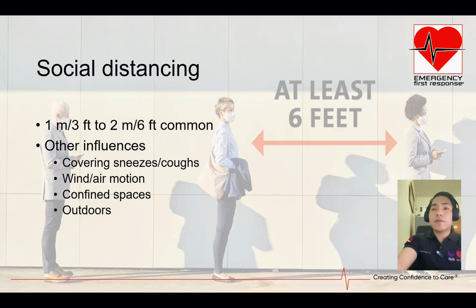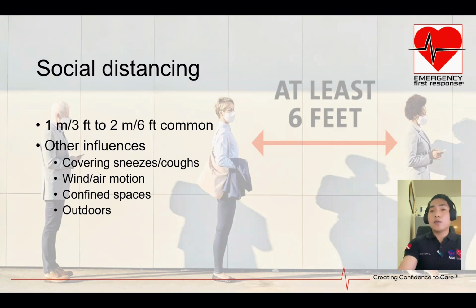Opinion varies on what this distance should be. Again, 1 to 2 meters, or 3 to 6 feet, is the most common practice. Several factors affect social distancing risk reduction. Again, covering sneezes and coughs with a tissue: when you are coughing, cover your mouth with a clean tissue to reduce the droplets released into the air. Failing to do so can propel droplets much farther than 2 meters or 6 feet.